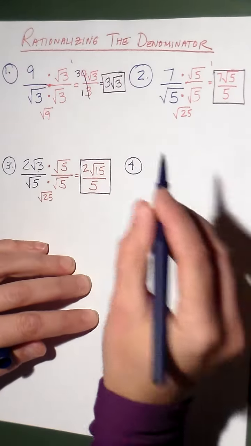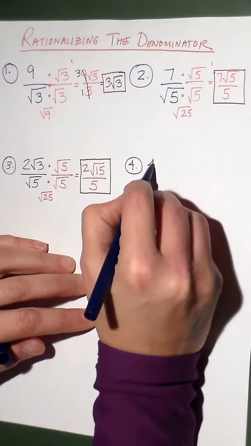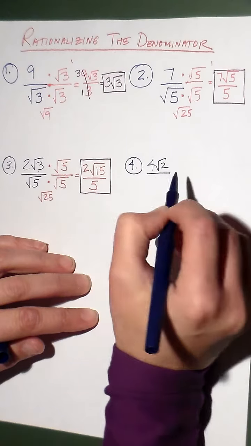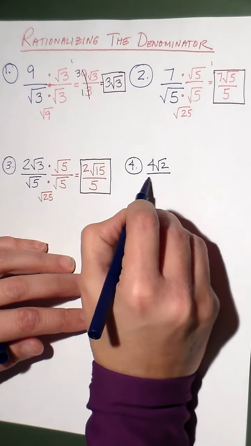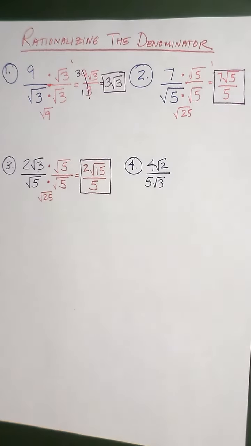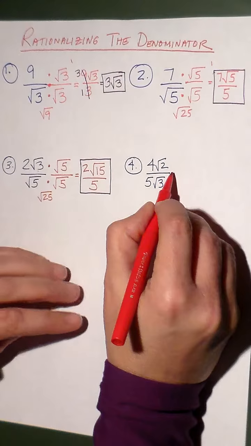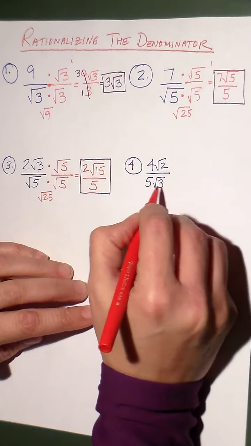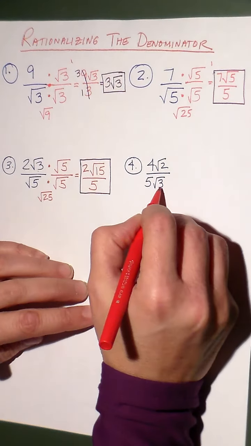And so we'll create something like this. I'll do 4 times the square root of 2 over 5 times the square root of 3. So this is as complex as you're going to see it. Again, use the same rules. I don't want a radical or a square root in the denominator. So what radical am I trying to get rid of here? Well, square root of 3.